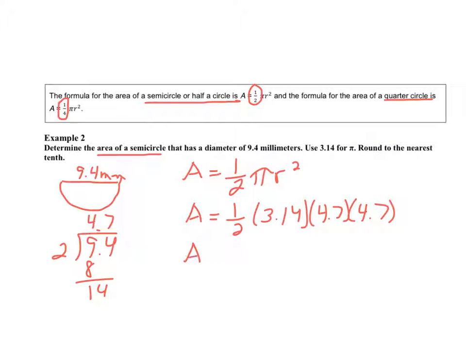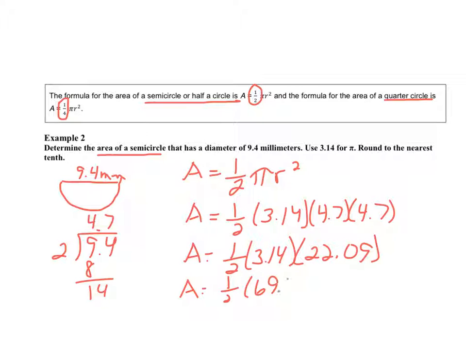Okay, the area equals 1/2 times 3.14 times 4.7 times 4.7. If we use the calculators, that's 22.09. Just to get through this real quick, equals again 1/2 times 69.3626 when you multiply those together. Now what you cannot forget, and this is why I saved it, to make sure you understood it was part of the process, you have to divide all that by 2.